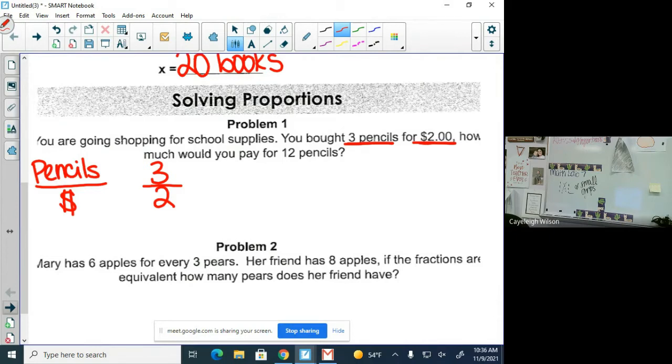Because then you go and you read the next part, and it says, how much would you pay for 12 pencils? So I asked myself, they gave me 12 pencils. So looking at your labels here, if I look up here at my labels, would I put the 12 on the top or would I put it on the bottom? Top, because guess what? I put pencils on the top of the first one, so I'm also going to put pencils on the top of the second one. So I'm going to do 12 over X. Because I'm finding costs, I'm finding the money when they tell me 12 pencils. So pencils on top, money on bottom.